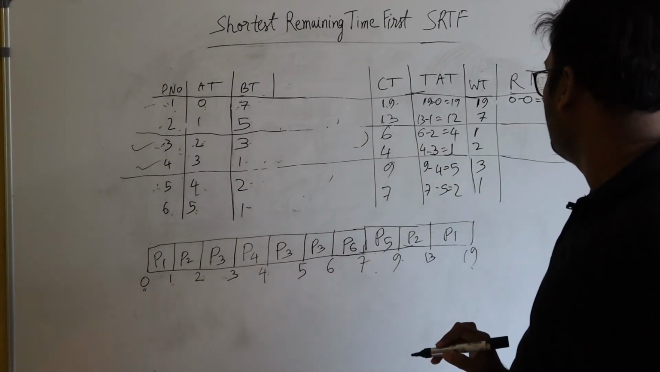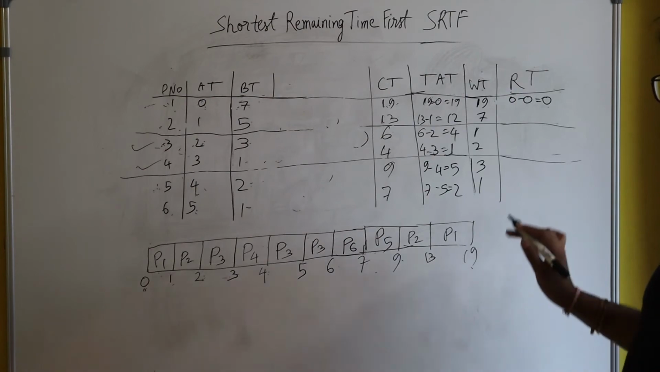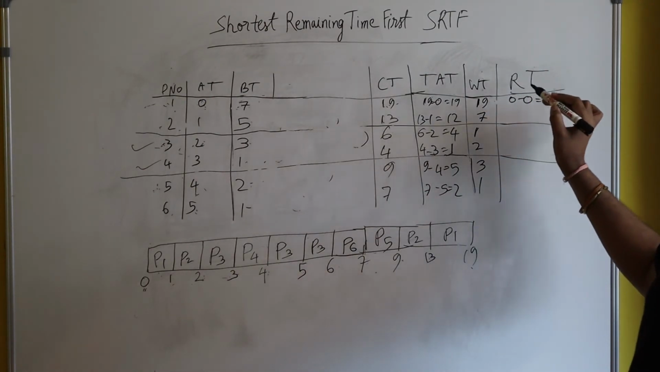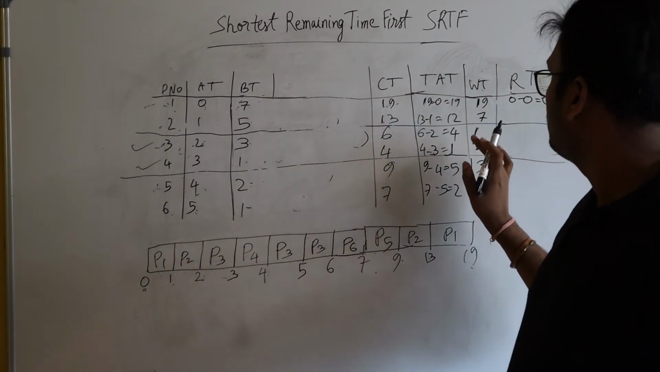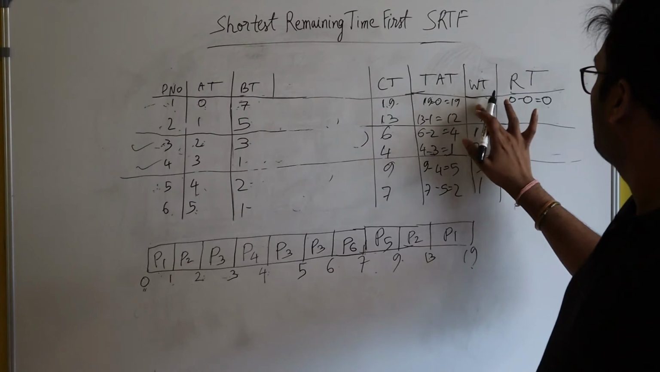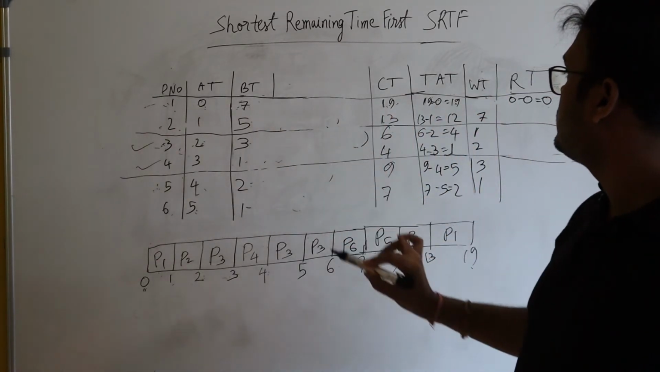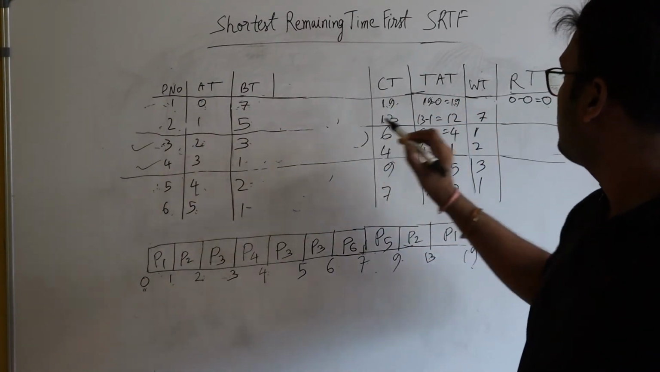It's taking a lot of time in this. 10, 12, 4, 5, 12. Here also I made one mistake. In waiting time it will be 19 minus 7, turnaround time minus burst time. So 19 minus 7 it will be 12.